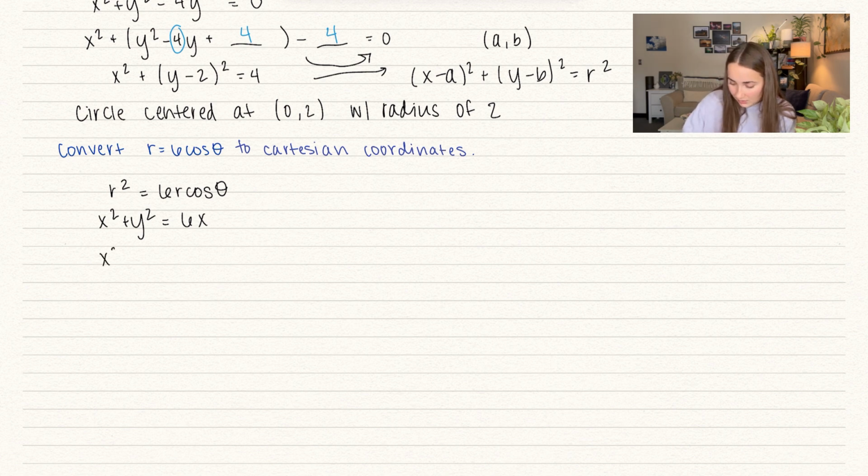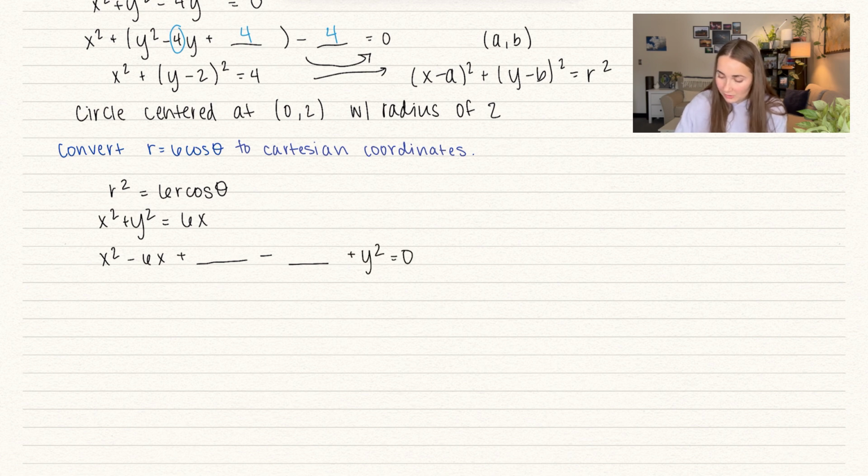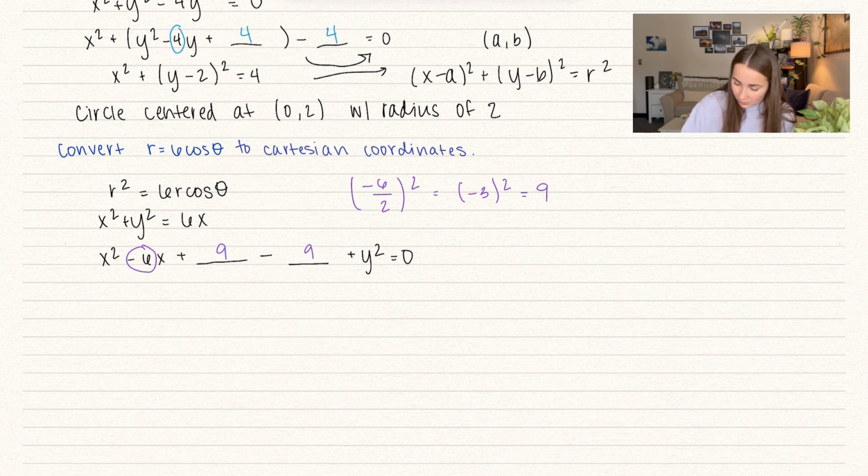We get x squared minus 6x. And I'm going to leave a space because we're going to add something and we're going to subtract something in order to complete the square. Plus y squared is equal to 0. So here we're going to take our middle term, right? So negative 6 divided by 2, and we're going to square it. So here we get what? Negative 3 squared, which is equal to 9. So I'm going to add 9, and I'm also going to subtract 9 so that I add 0. And here we'll complete the square.